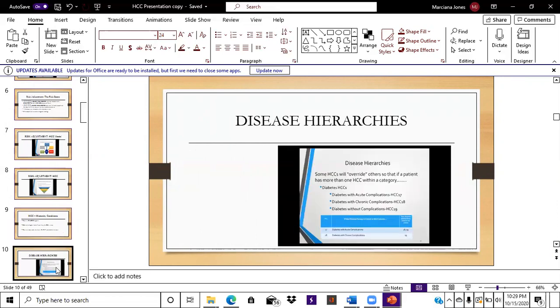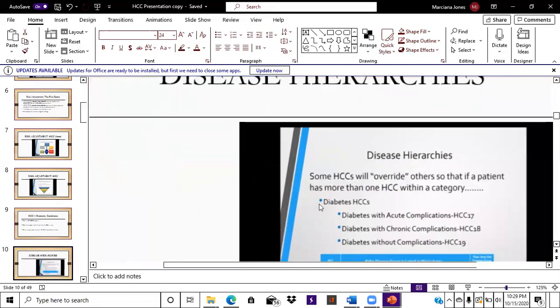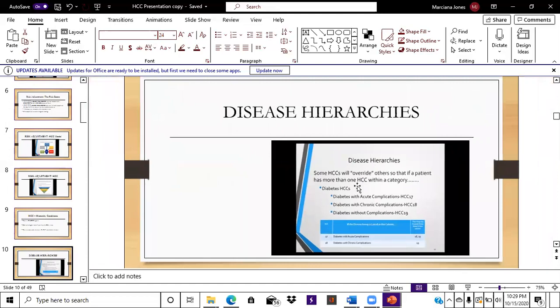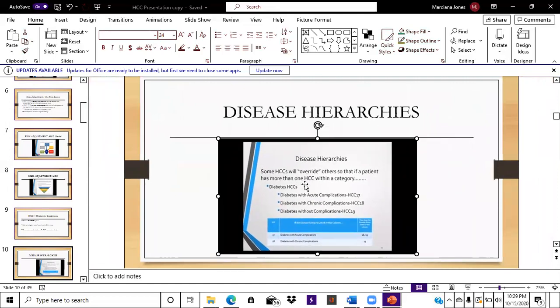So, disease hierarchies. Let me make this a little bigger for you. Another trick you can do is pause the video and hold it still, and maybe you can see the words better, kind of blow it up, like how your phone will let you zoom in or magnify.